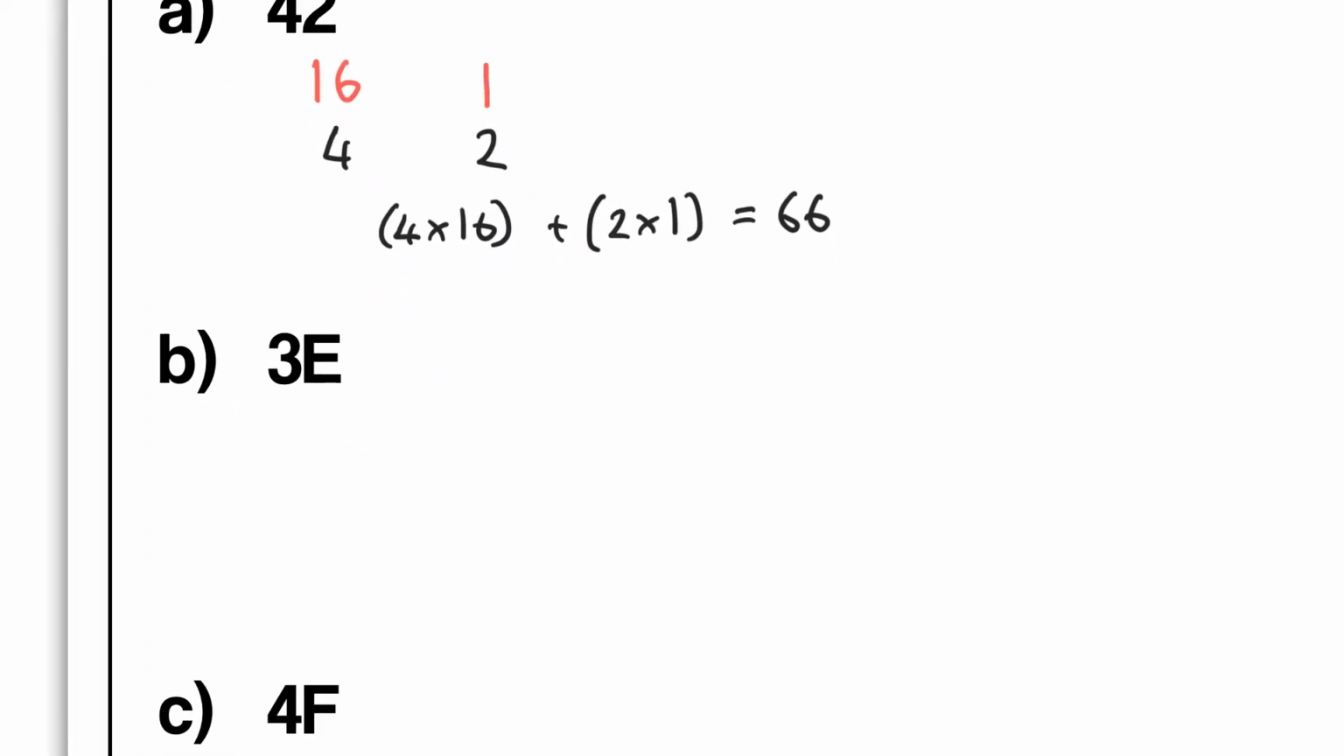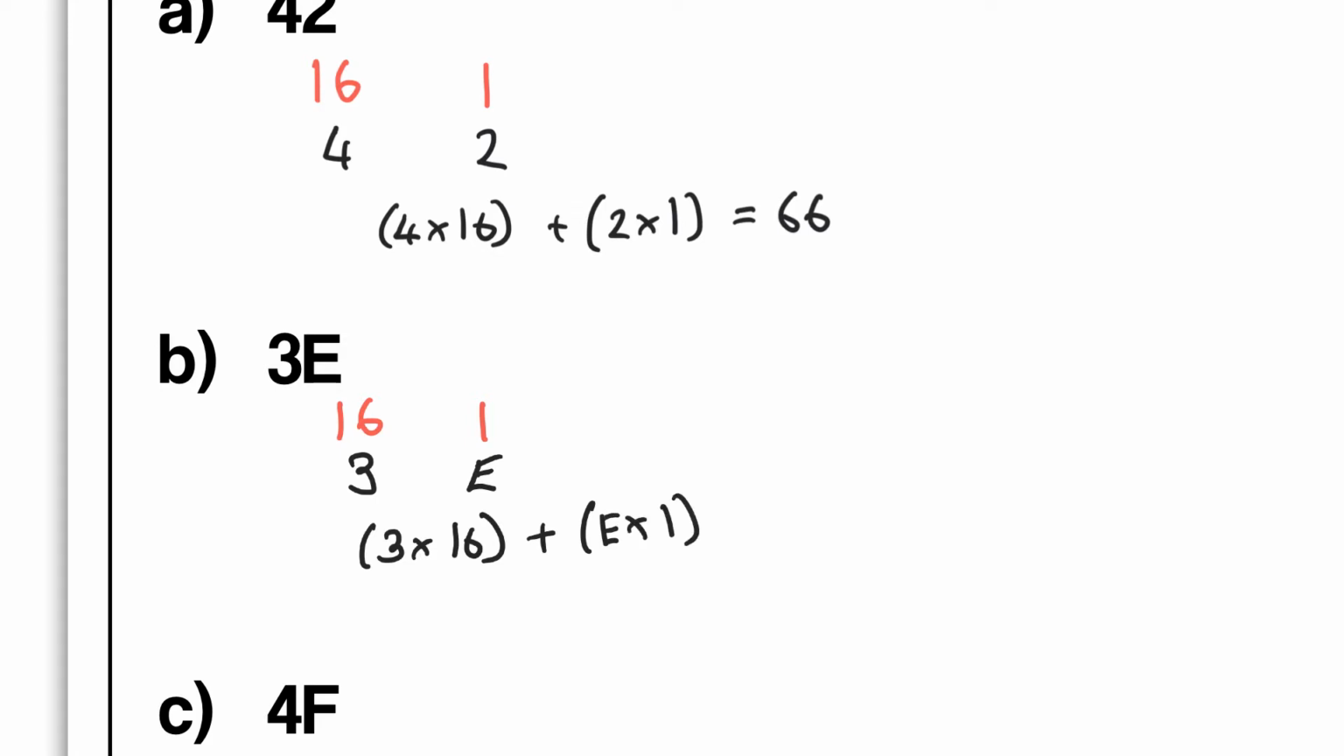Okay, let's try the next one. 3e. Again, we will do the columns. Please pause and give it your attempt. Okay, I would write down the 3 in this one and the e in this one. So it will be 3 times 16 plus e times 1.